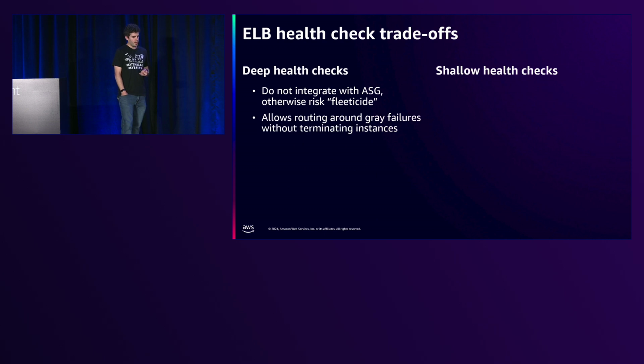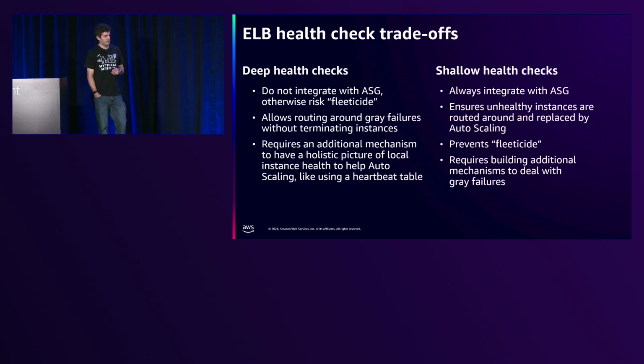So the trade-offs there, which I'm going to get through quickly here: with deep health checks, if you integrate them with autoscaling groups, you're really risking having that fleet suicide set of actions take place. So if you implement deep health checks, don't associate those with autoscaling group health checks. It does allow you to route on gray failures, and it requires you to implement a more holistic mechanism for detecting when there's actual local instance health that autoscaling can depend on to scale your stack.